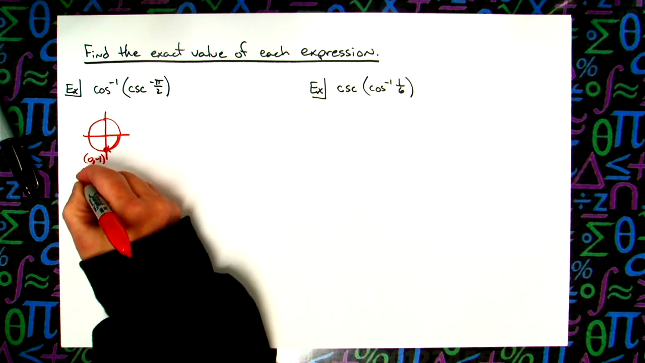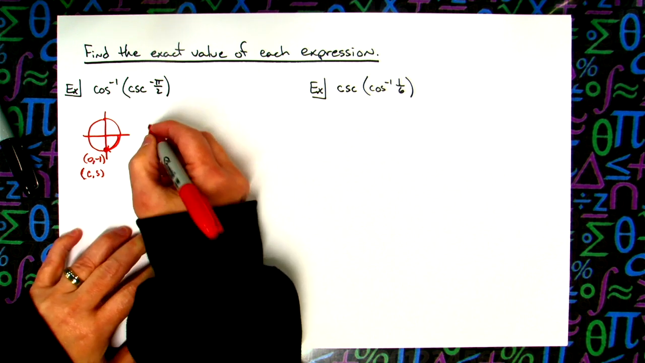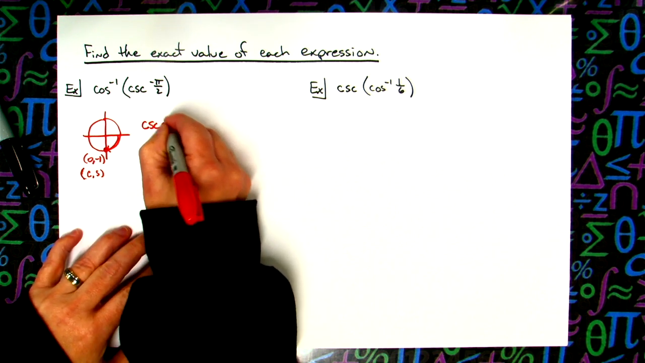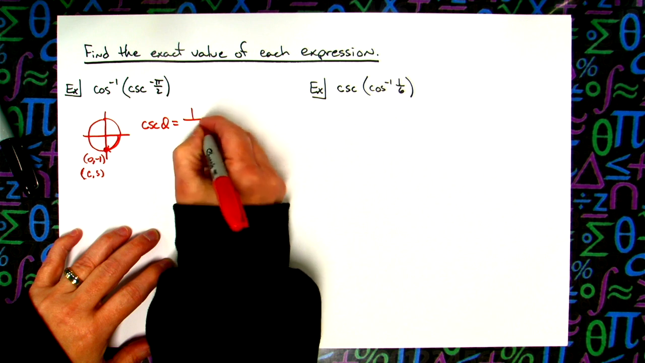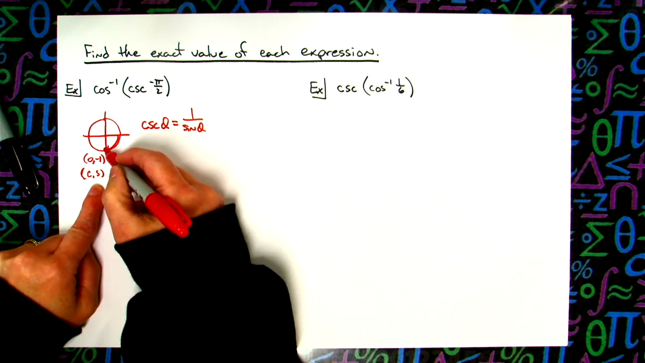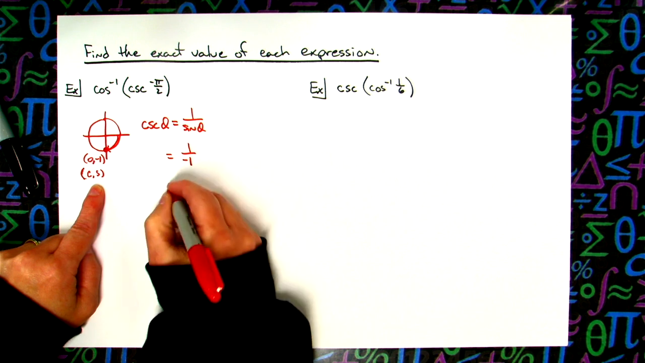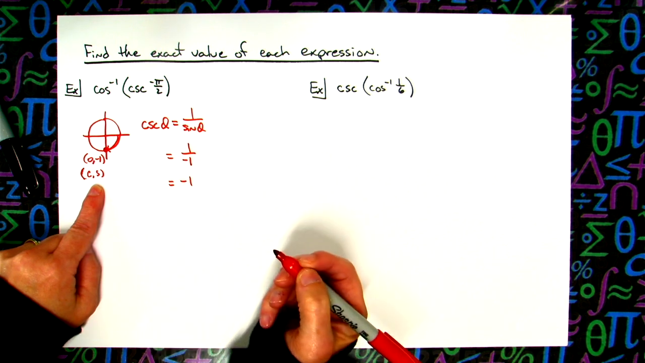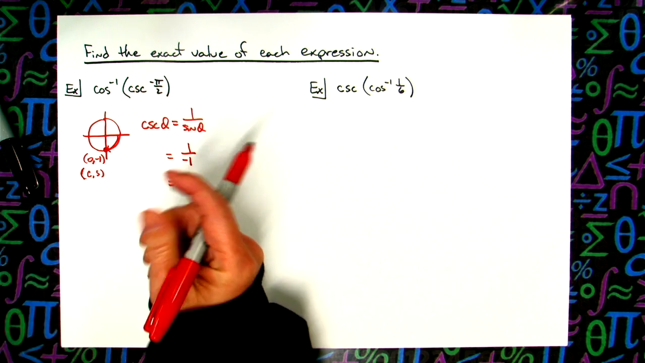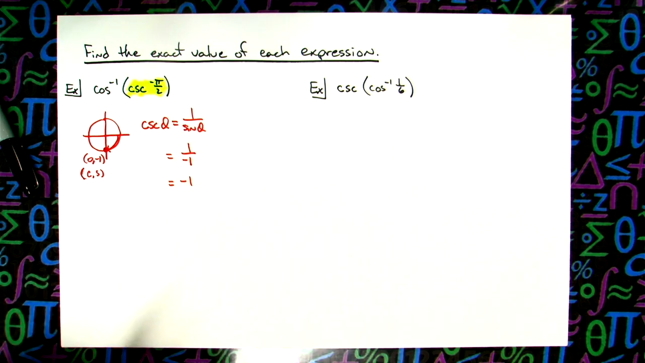But they're asking for the cosecant of negative pi over 2. So I'm going to take a look at my reciprocal identities. Cosecant of theta is equivalent to 1 over sine theta. At negative pi over 2, sine is negative 1. So 1 over negative 1 gives me a value of negative 1. So this inside portion has a value of negative 1.